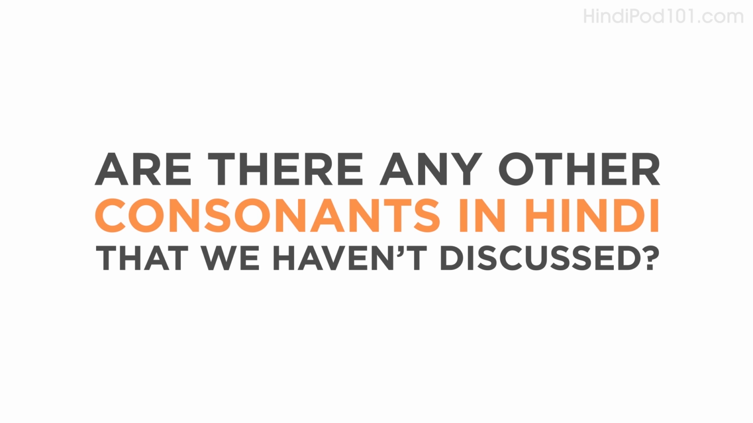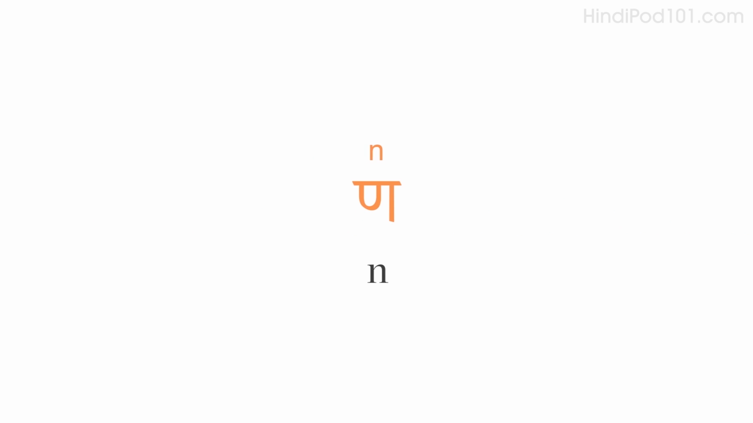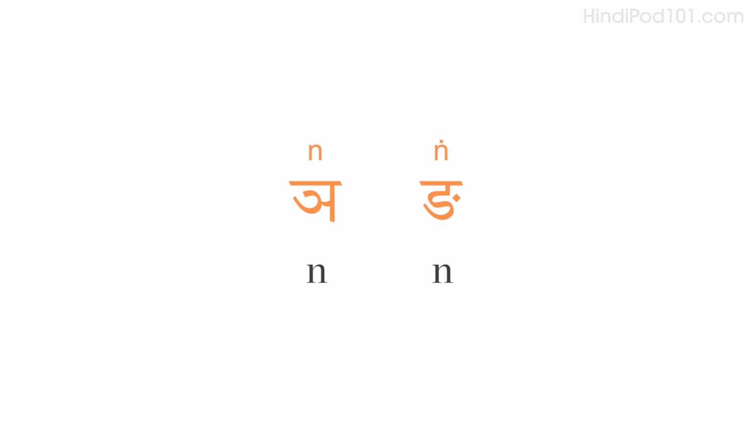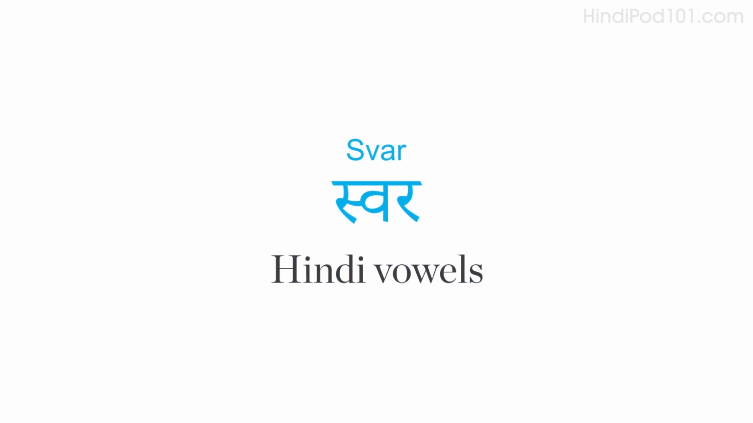Are there any other consonants in Hindi that we haven't discussed? We also have N. This may seem to be a difficult sound as it doesn't exist in English. Just try saying N, but roll back your tongue slightly. N. But aren't we still missing two consonants? Yes, we are. We also have N and N, but we don't have to worry much about them since they aren't used alone ever. So now that we've taken a look at the consonants, how about we take a quick look at the vowels too? The Hindi vowels are known as swar.